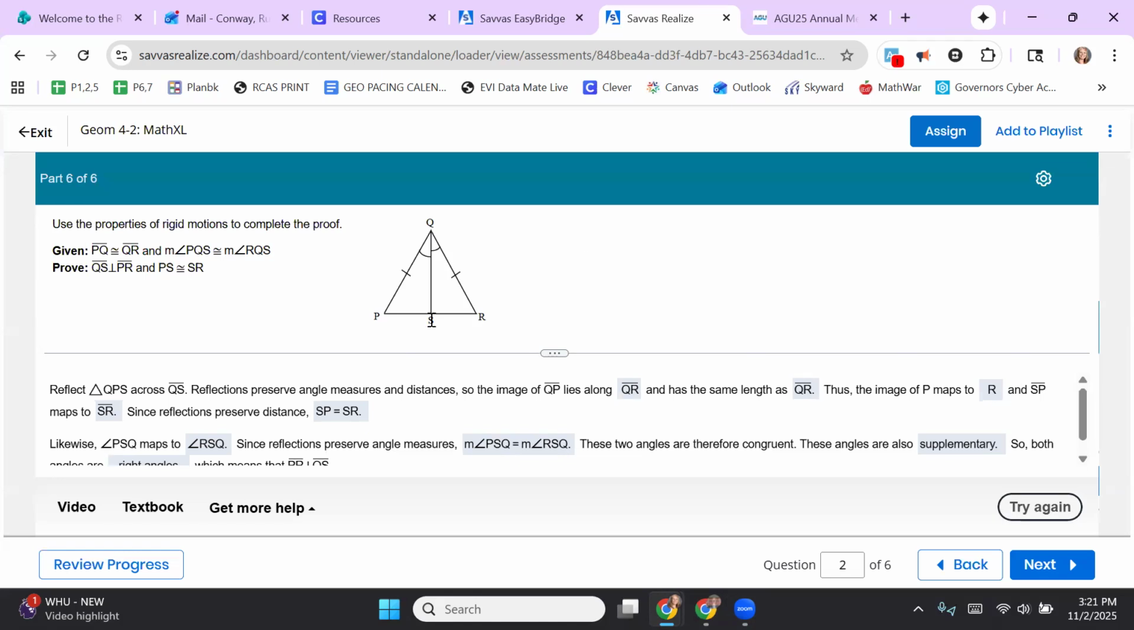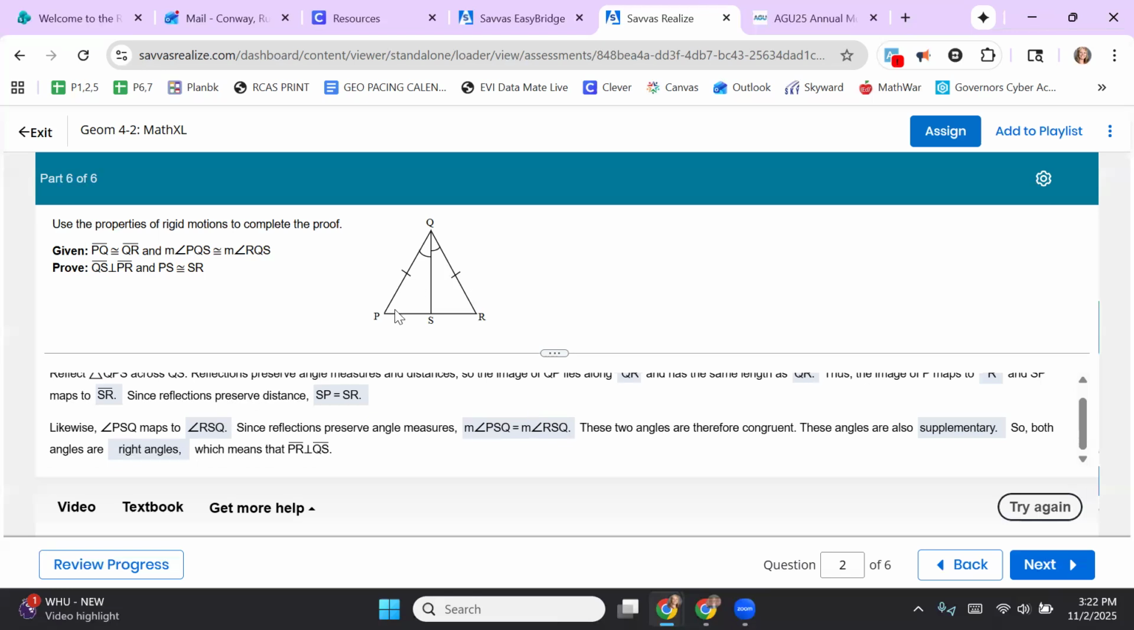And then SP, if you folded this in half, would map onto SR. And the order actually is kind of important. You're supposed to match up corresponding points. So SP and SR would be congruent. And then likewise, PSQ. So now we're talking about right at the letter S, these angles. So PSQ maps onto RSQ.